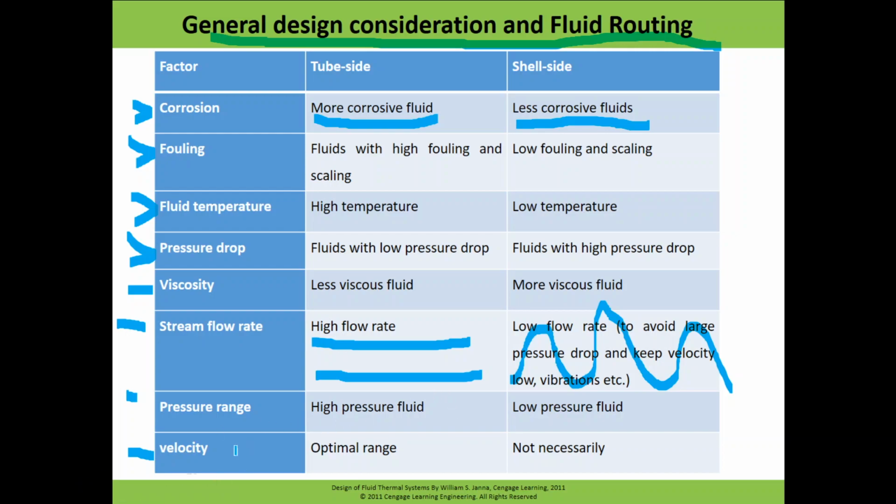Now coming to velocity, the tube side should be maintained at optimal velocity, whereas on the shell side, as I said, the fluid flows at a low flow rate and with low velocity, so the economic velocity cannot be maintained for the shell flow.